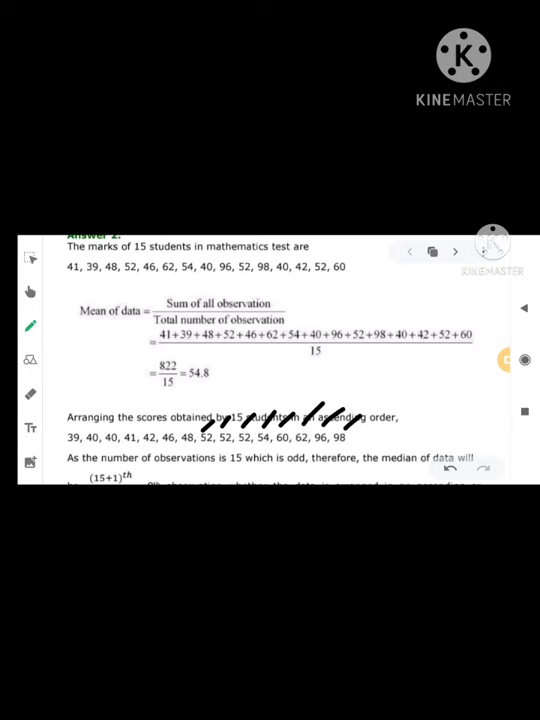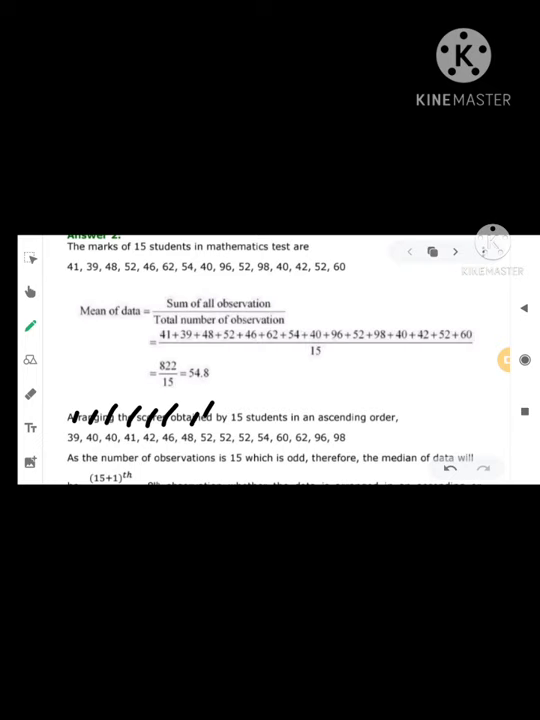We need to find which one is the 8th term. Now you can check which is the 8th term. 39 is 1, 2, 3, 4, 5, 6, 7, 8. So here this is 52. One of the 52s is the median term.